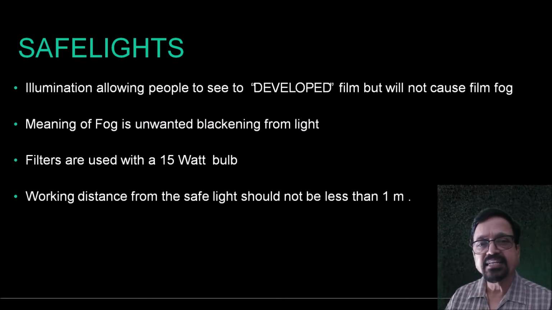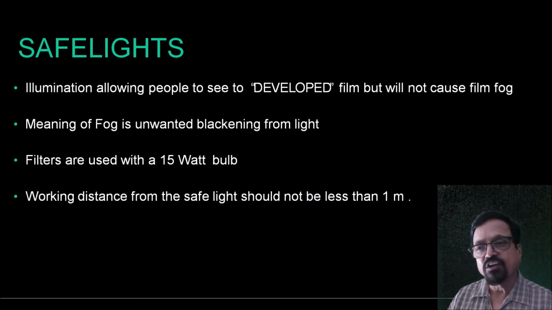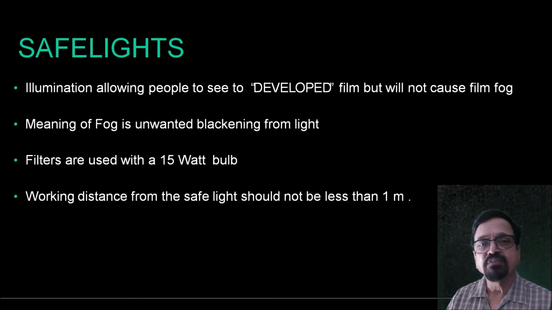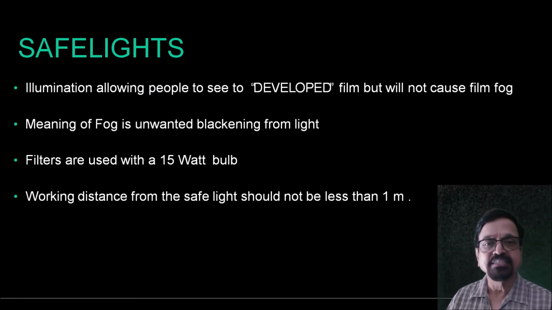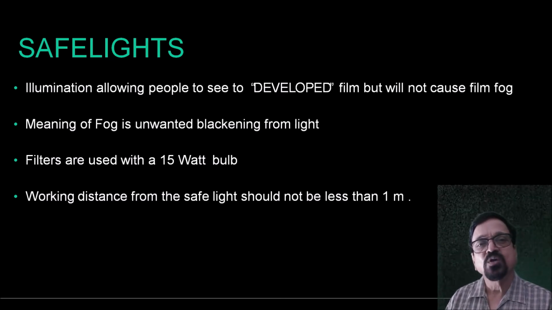Now another thing in the darkroom is a safe light. The illumination allows people to see a developed film but will not cause film fog. So it suffices the work of visibility. It gives a low visibility, but there is visibility, and because of that we can work. Otherwise we cannot take the film out of the cassette, we cannot put it on the hanger, we cannot put it into the developer, and we cannot move the film into the fixer. So there has to be visibility. That is number one. So for that a safe light is provided.